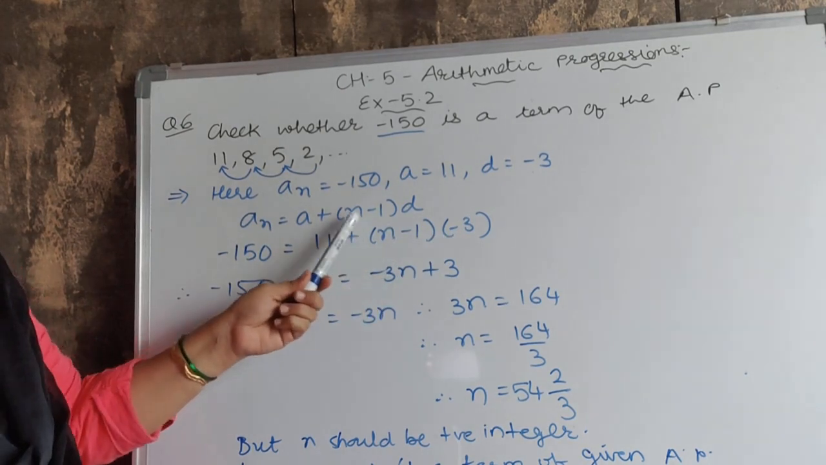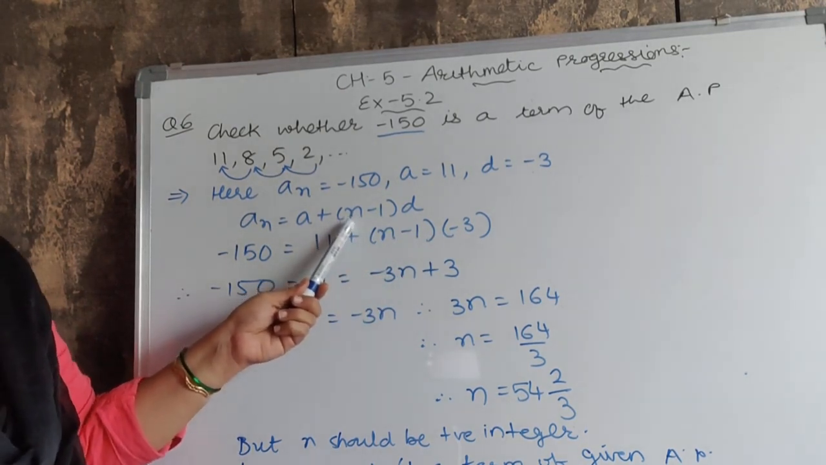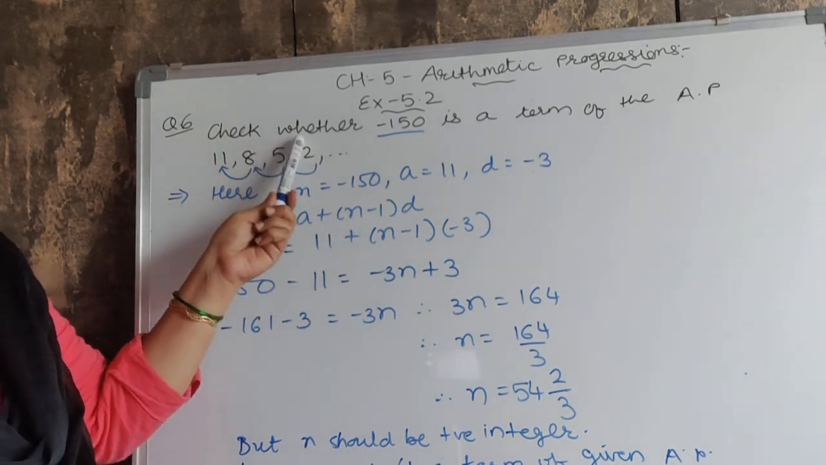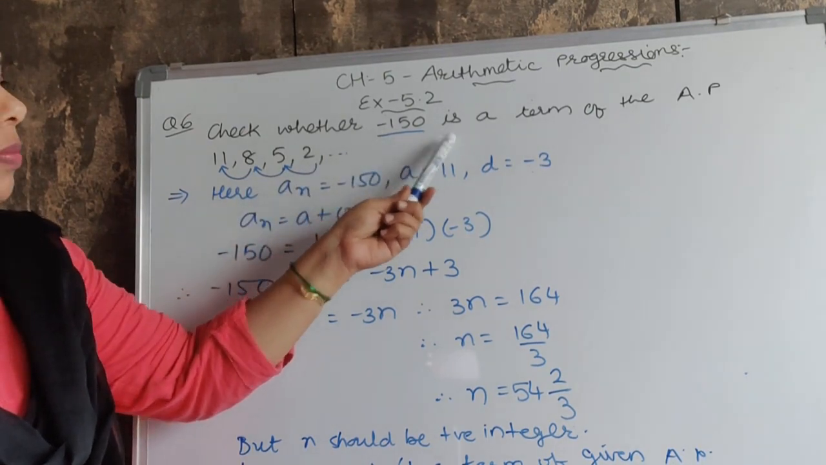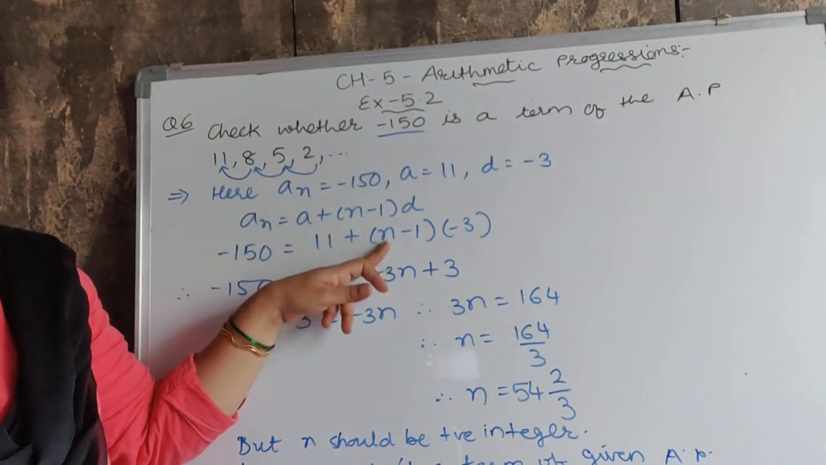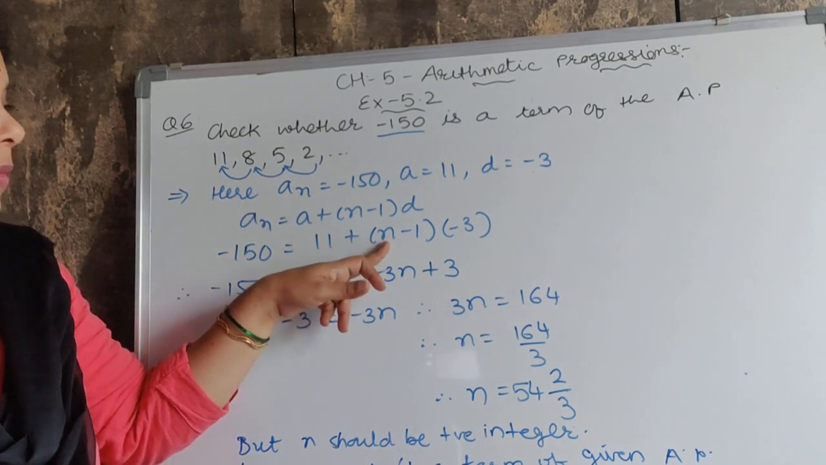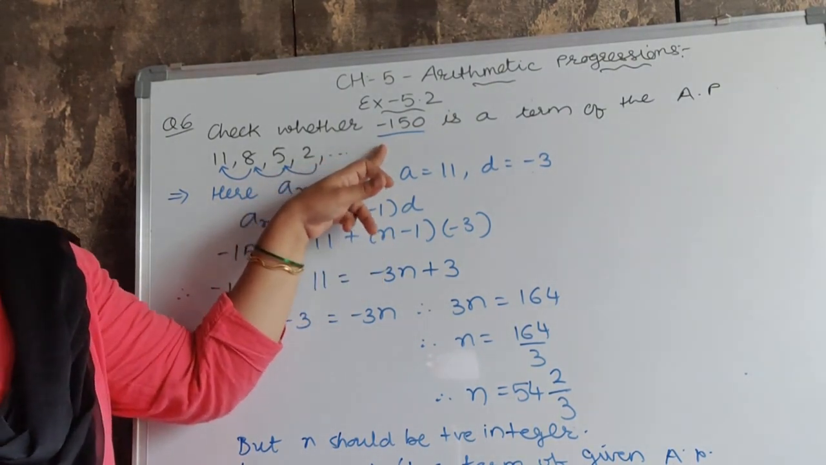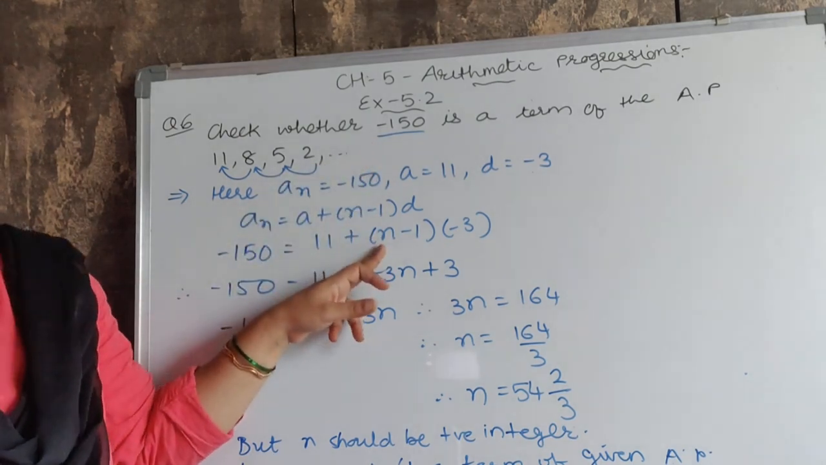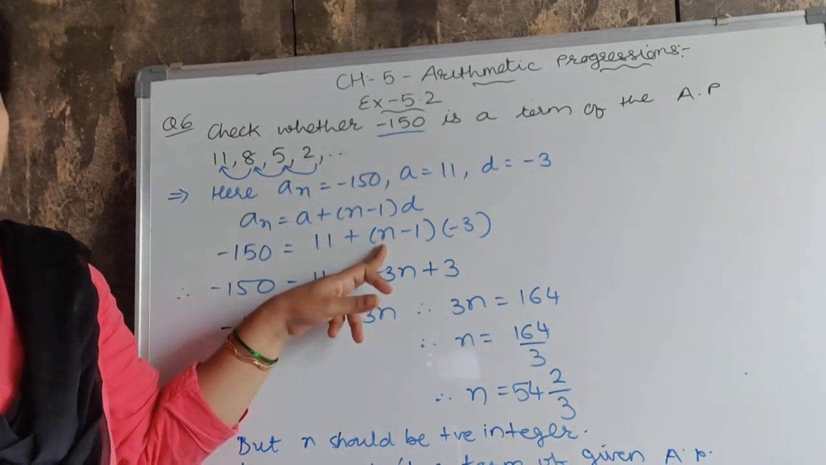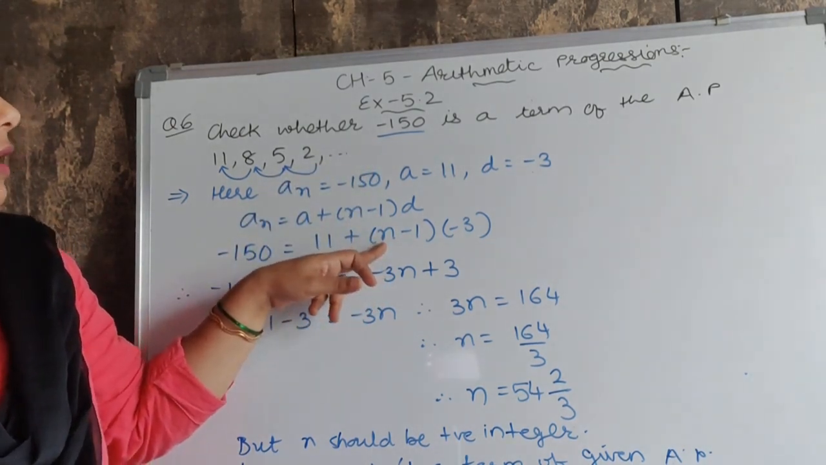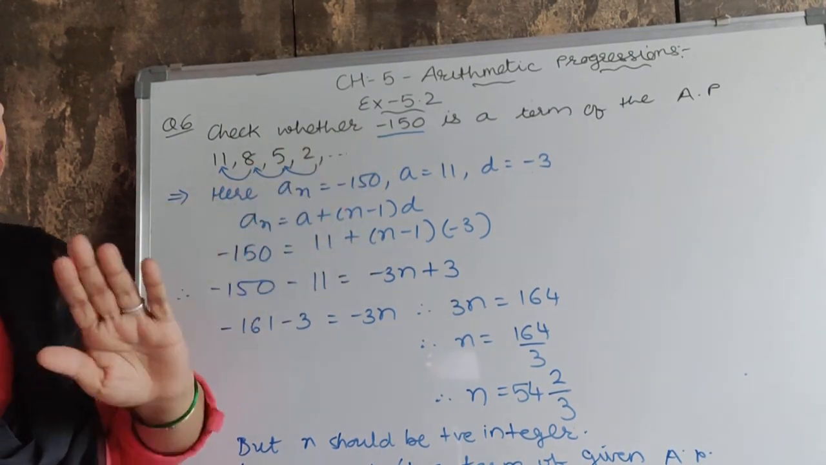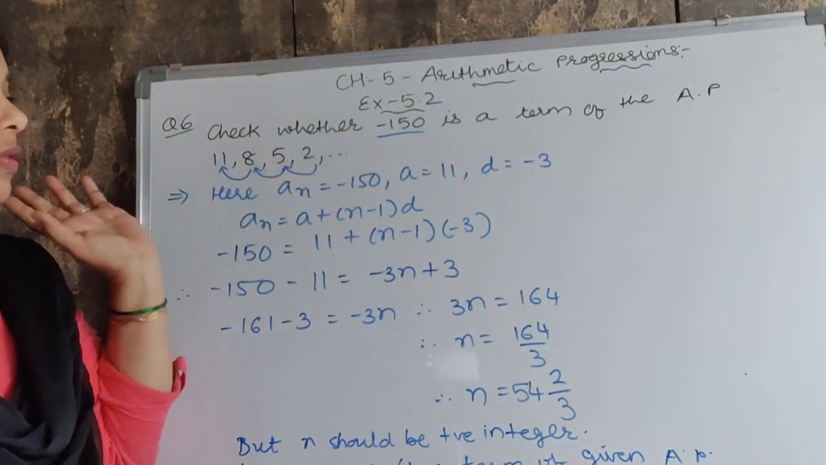Why do we keep n as it is? Because they ask to check whether this is a term. It means if we get n as an integer, then only we can say that yes, minus 150 is a term. If n comes as a fraction, then we can say that minus 150 is not a term of the given AP.